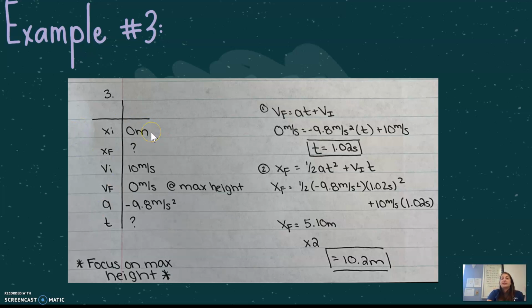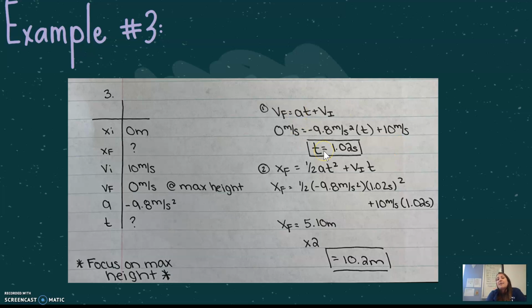So we say that the initial position is 0. We want to solve for the final position. We're given the initial velocity. We can say, I know that I'm focusing on the maximum height, so the final velocity is going to be 0, and then we have our negative 9.8 for acceleration, and we can solve for time. And this is kind of our first step. If you forget that final velocity is 0 at maximum height, then you really can't do the problem. So make sure that you're remembering that, and then the problem becomes pretty easy.